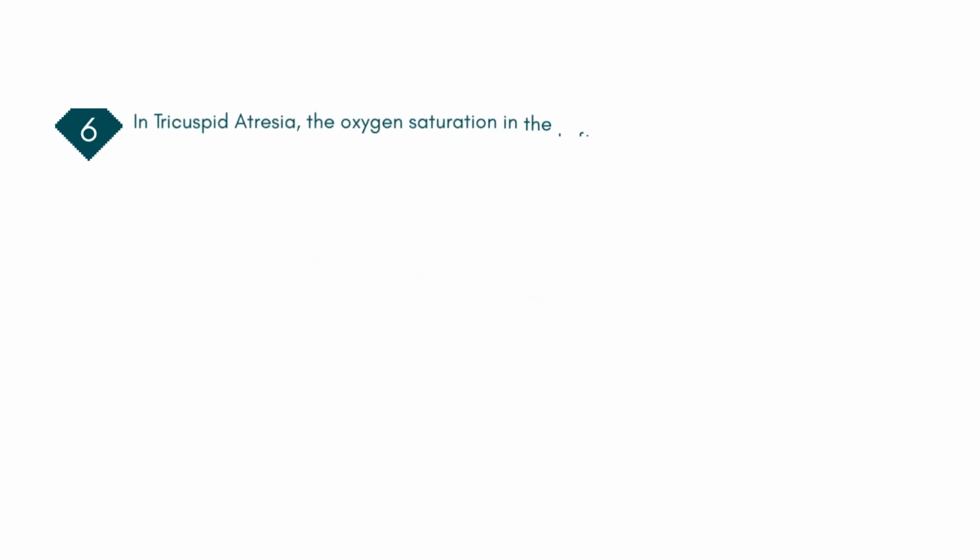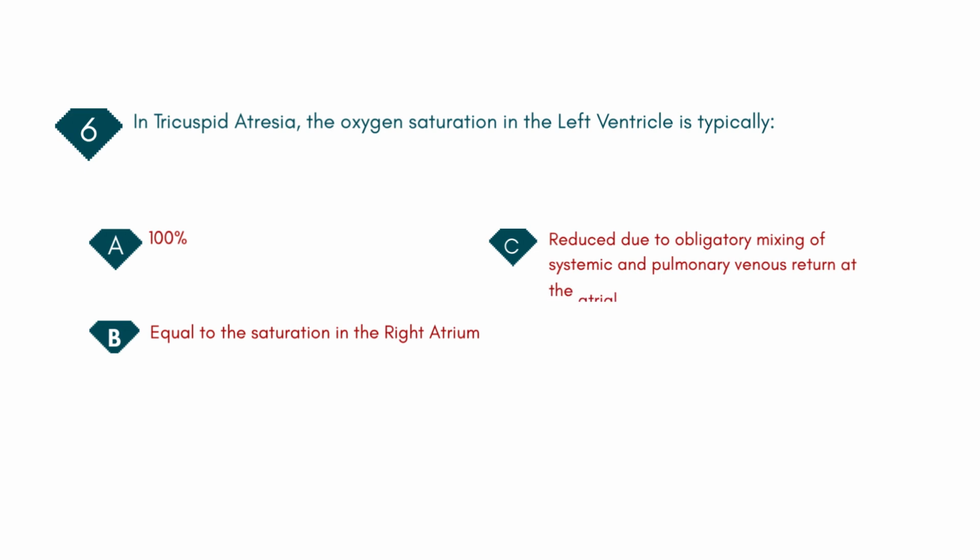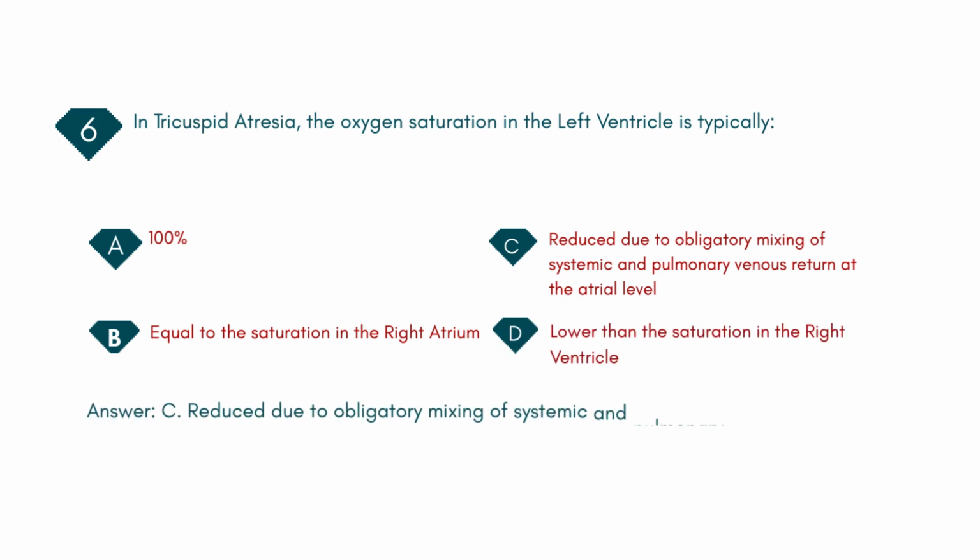In tricuspid atresia, the oxygen saturation in the left ventricle is typically A. 100%. B. Equal to the saturation in the right atrium. C. Reduced due to obligatory mixing of systemic and pulmonary venous return at the atrial level. D. Lower than the saturation in the right ventricle. Answer, C. Reduced due to obligatory mixing of systemic and pulmonary venous return at the atrial level.